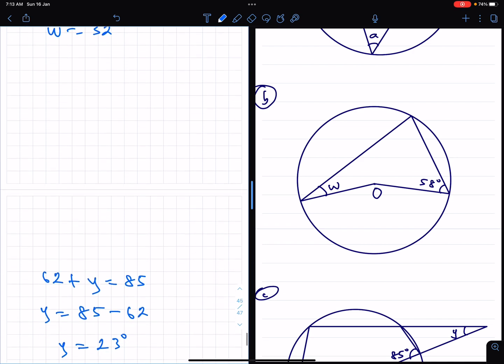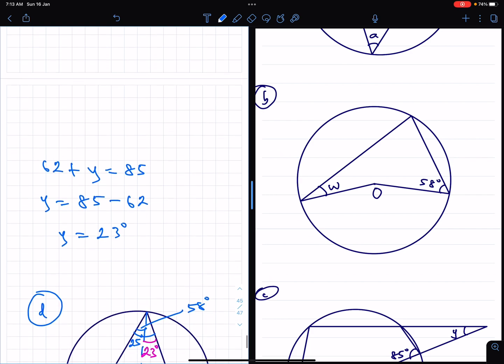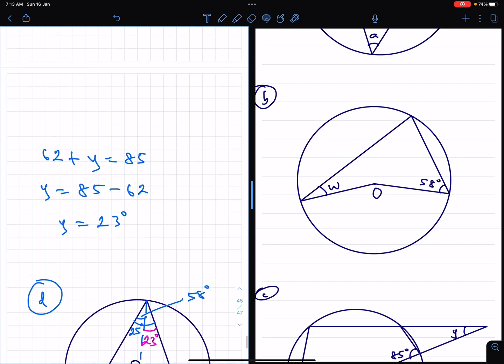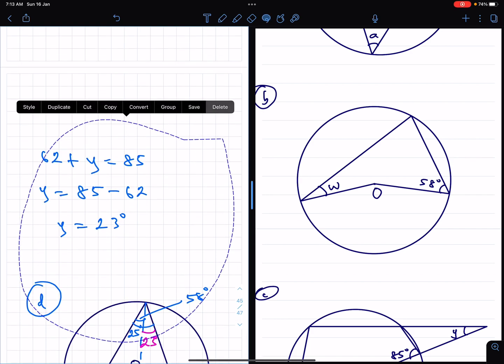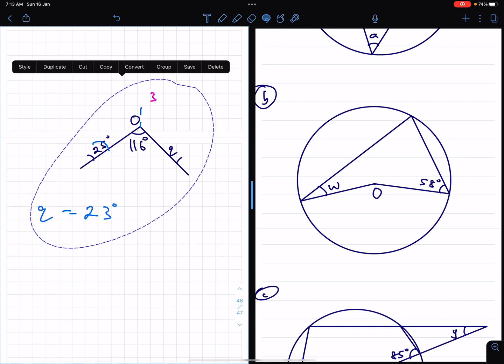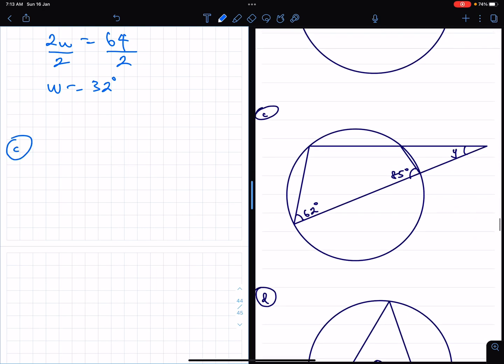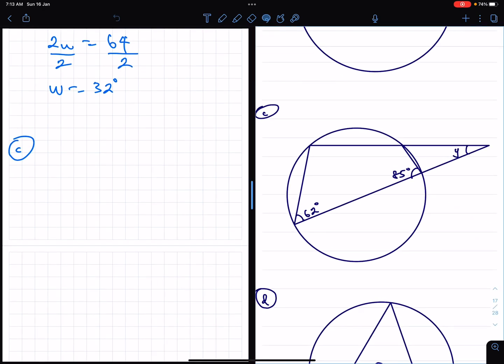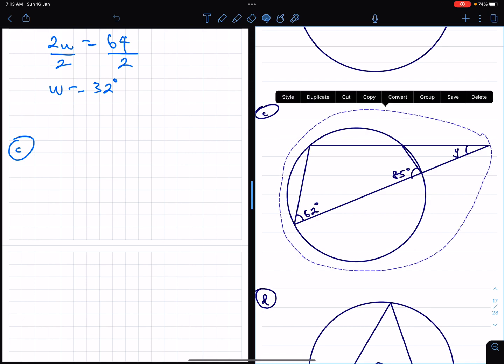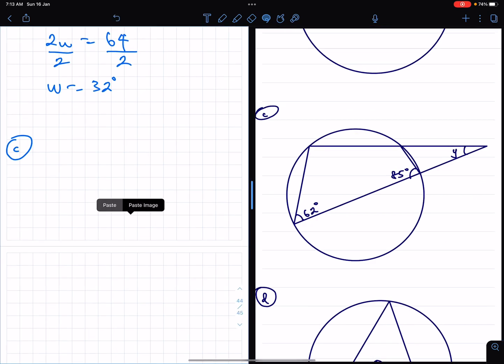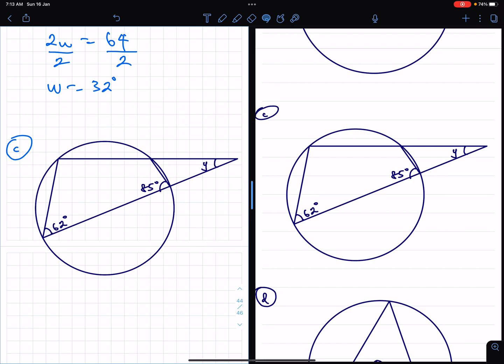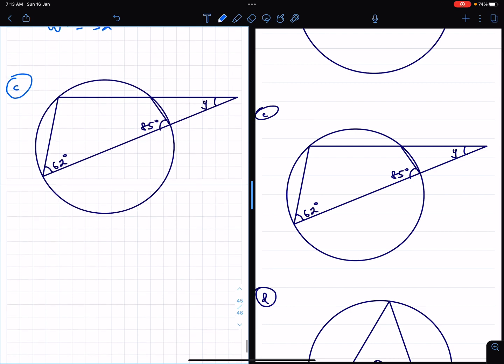Now to the next, we go straight to the next. I think I already have some writings here. Now to the next, which is C. Let's copy the diagram. Yeah, that's the diagram. Question C, how do we find Y?